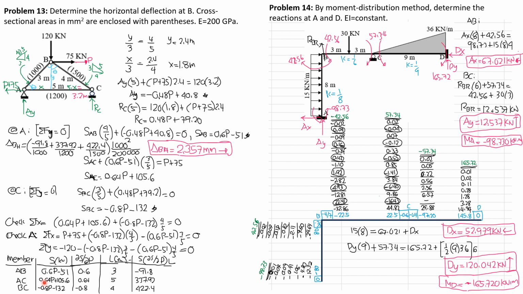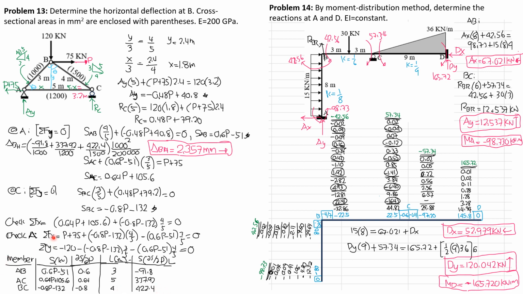Then SAC, 0.64P plus 105.6. The derivative with respect to P is 0.64. The length of AC is 5 meters. Then set P to 0: 105.6 times 0.64 times 5 is 337.92. Then finally, for BC, negative 0.8P minus 132. Derivative is negative 0.8. Length is 4. So set P to 0: negative 132 times negative 0.8 times 4 is 422.4.